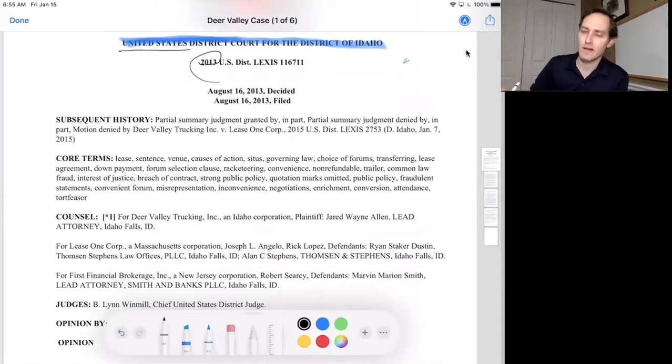Okay, so as we move through this, I got this off of LexisNexis. LexisNexis does this interesting thing where they've got core terms. You can peruse through that to see what the main elements of this case are. What are the most important things going on here?